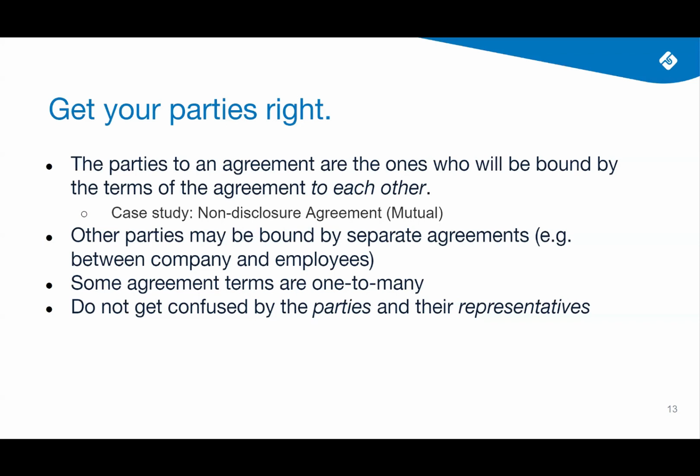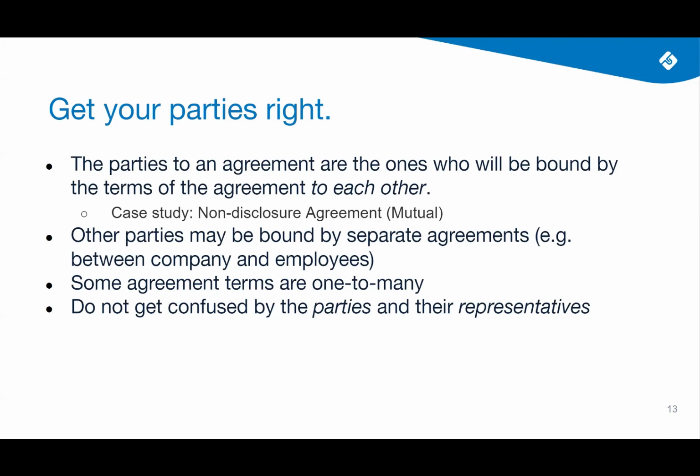The first step is to get your parties right. By parties, I mean the ones who will be bound by the terms of the agreement to each other. And it's important to get them right because parties are the ones who will be signing the agreement. To give you an example of what I mean and how this can go wrong, consider a mutual non-disclosure agreement. Under that agreement, also known as a confidentiality agreement, you will generally have two corporate parties who will say that they have obligations to each other.